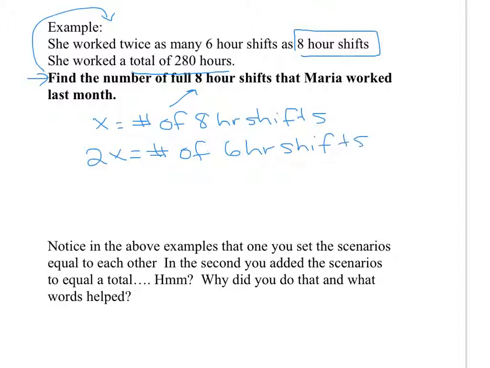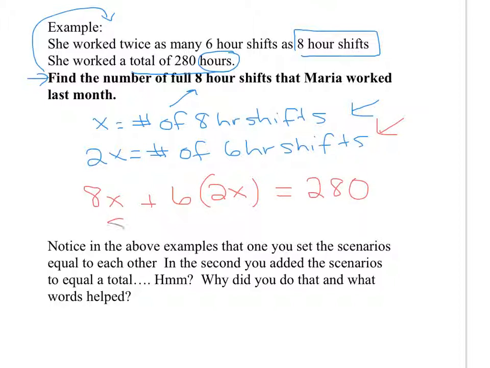Now, we know that she worked a total of 280 hours, but remember, these let statements are not in hours, okay? They are the number of shifts. So this is where we have to get that multiplier. All right, so the 8-hour shifts, she worked X of them, so it would be 8 times the number she worked, plus 6 times the number of 6-hour shifts, which was 2x, and that's going to give me my total hours of 280. Okay, all right, so we do 8x plus 12x equals 280.